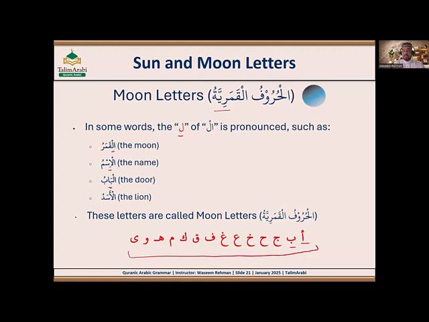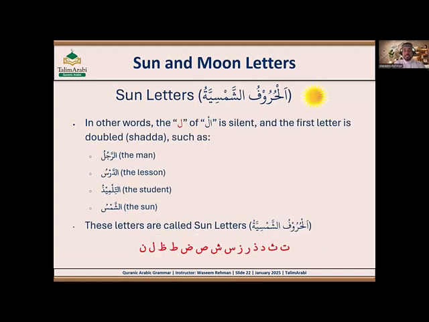So all these letters are called moon letters. Whenever the lam of "al" is pronounced, that letter is called a moon letter, and this is the set of those: alif, ba, jim, ha, kha, ain, ghain, fa, qaf, kaf, mim, ha, waw, ya. And then sun letters, or huruful shamsiya.